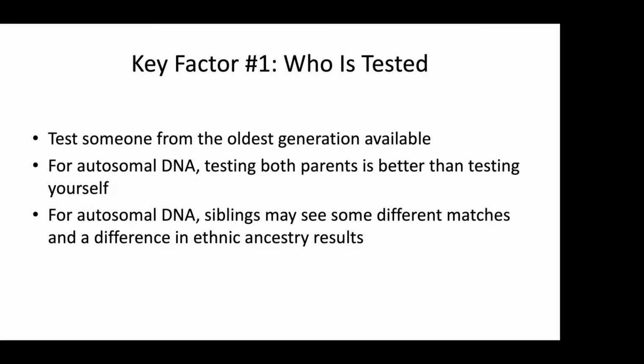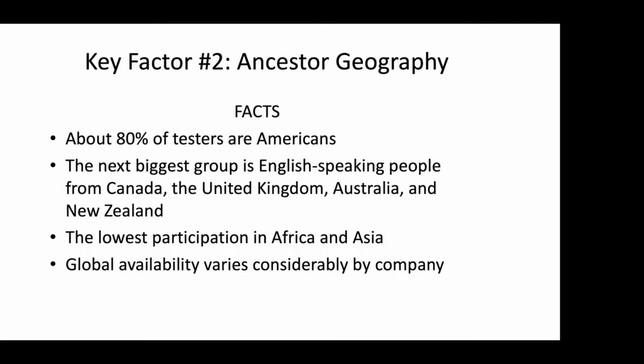When 2 siblings do an autosomal DNA test, they are often surprised to see that some of their distant matches are different and their ethnic ancestry results are different. Here's why that happens. A child receives 50% of his mother's DNA, but which 50% gets passed on is random, and the next child will get a different mix. The same random inheritance occurs from the father's side. As a result, one child may inherit a lot more or a lot less DNA from a particular branch of the family.